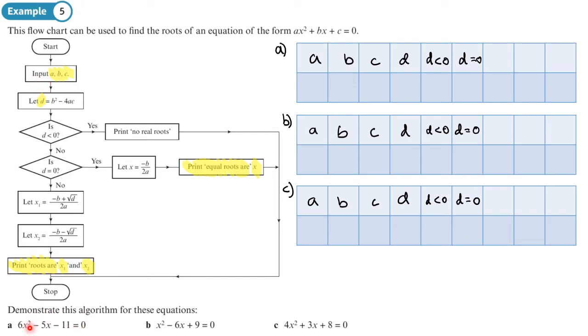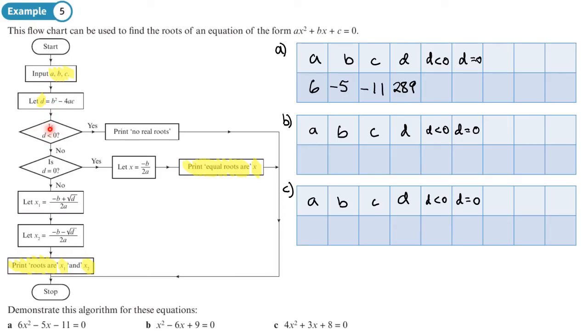So input A, B and C. So that's going to be 6, -5 and -11. Okay, second instruction box here, let D equal B squared minus 4AC. So that's going to be -5 squared. It's basically the discriminant. -5 squared minus 4 times 6 times -11 without my calculator, and I get 289. Right, so I've done that.